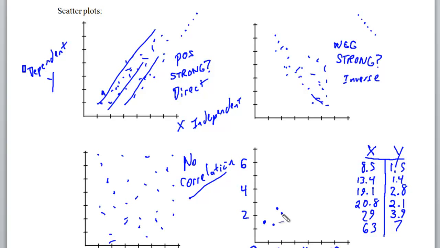So you're going to see this cluster of dots. And then 29, almost to 30, and 3.9. So it looks like there's an upward trend, doesn't it? It looks like these dots are going up. Now at 63, I'm going to carefully draw a line all the way up to 7. And you kind of see I have a positive, strong relationship here. But we're going to find out, starting on the second page, how strong that relationship is.